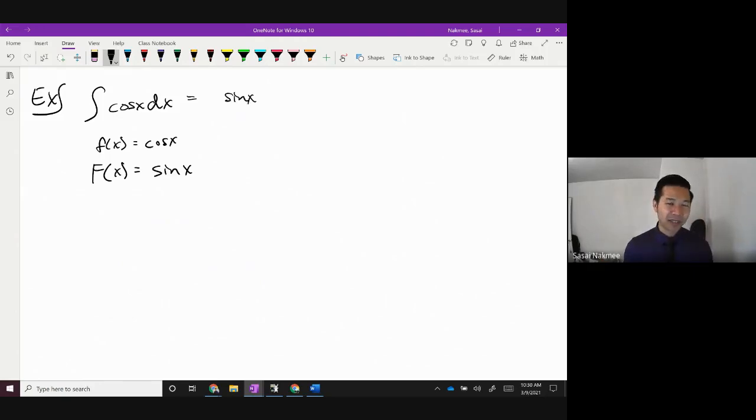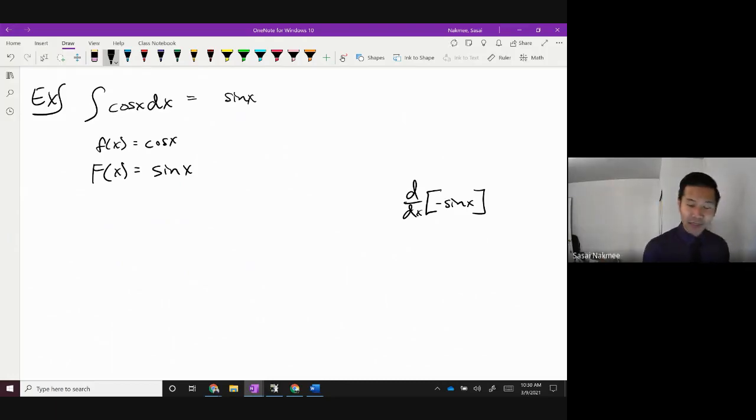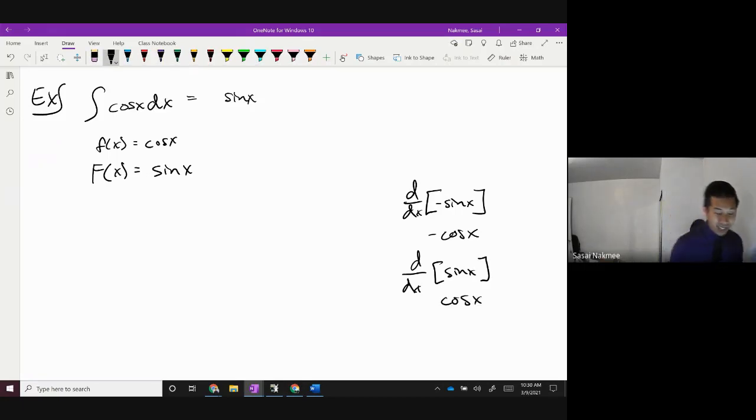Well, if it's negative sine, what's the derivative of negative sine x? Does anyone know? The derivative of negative sine x is negative cosine x. The derivative of just sine x, why, that's cosine x. So it's not negative in this case. The antiderivative is just sine of x. This right here is the antiderivative of cosine of x.